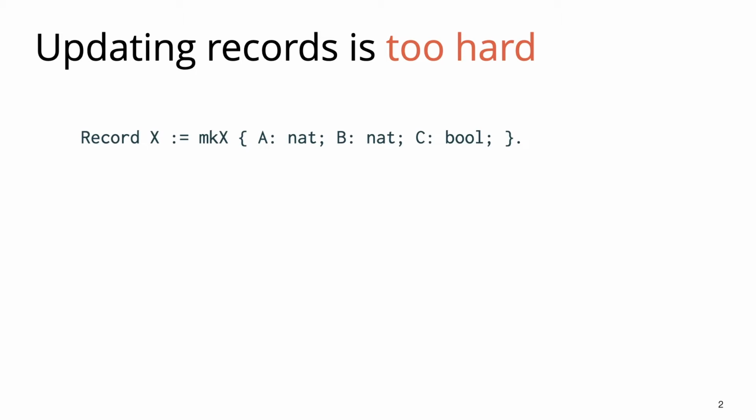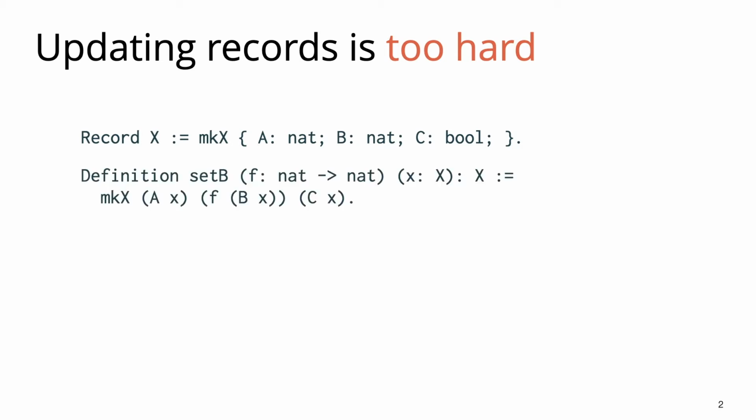As a prototypical example, consider this record X with three fields A, B, and C. I'll be using this record as an example throughout the talk. Suppose we want to update one of the fields of X, say the B field. For some generality, I've written this setter in such a way that it takes an entire function, which is given the current value of B and returns a new value.